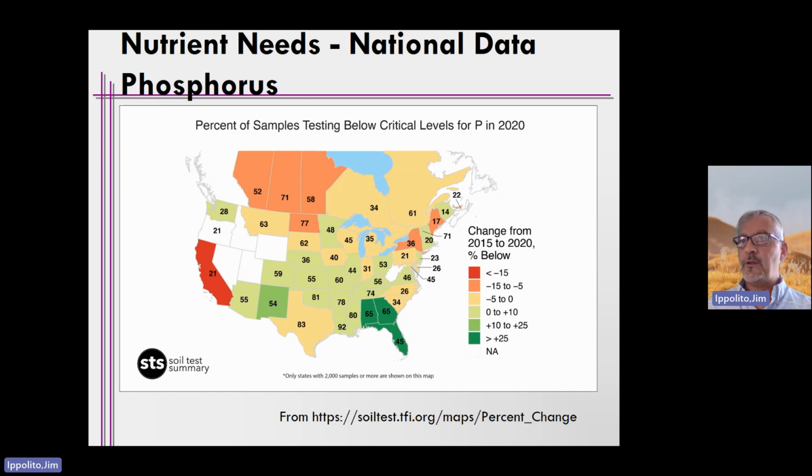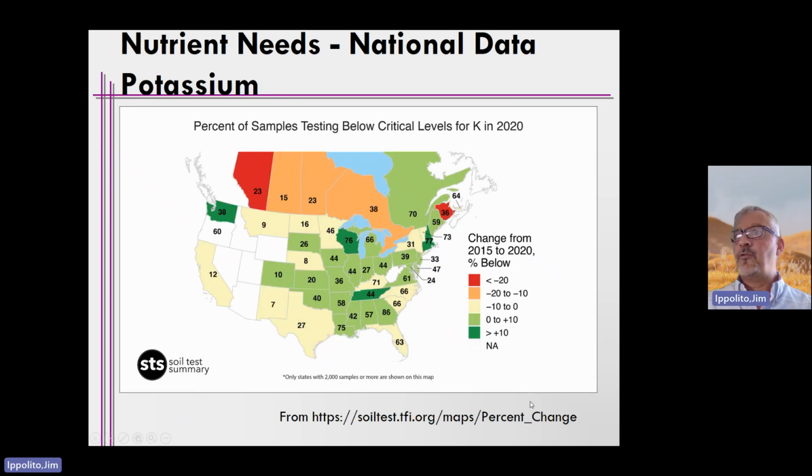If you look across the US, it varies, but it's sort of even, not quite, but sort of even. Some states require more phosphorus because they're below the test value, like Texas, for example, or Montana. Here's Texas, here's Montana. But other states like Ohio, for example, about 50% test below. And so those soils likely need some phosphorus.